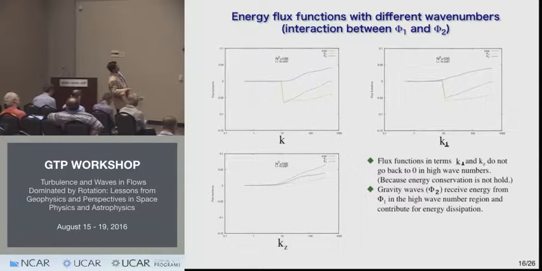So gravity waves, phi 2, receive energy from phi 1. The total becomes zero, but the phi 1 flux and the phi 2 flux become positive and negative. So gravity waves receive energy from phi 1 in the high wave number region and contribute to energy dissipation. So anyway, the only energy flux that goes to zero is the total energy.